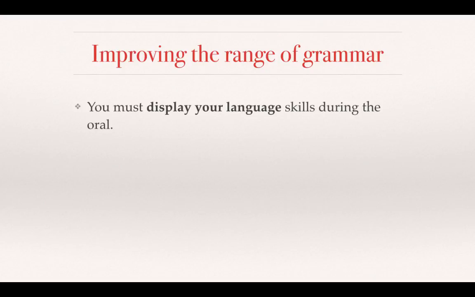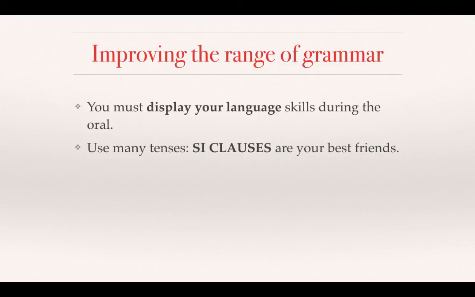Now, how can you improve the range of grammar? There are a few things that you should consider for your role. The first one is that what you're doing during this role is demonstrating your ability to speak French, your language skills. And you need to show as much as you can, all that you can do. So the first thing will be to use as many tenses as you can. A good way to do this is to use the si clauses, because in one sentence, you've got two tenses. So that's quite good.